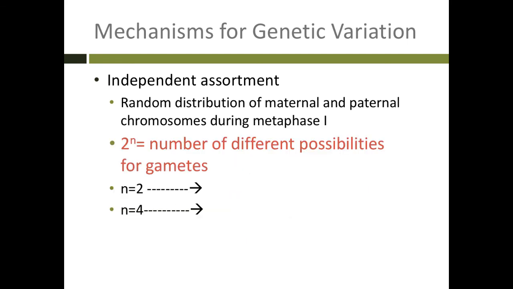Let's do a couple of problems. If your chromosome number is 2, the formula 2 to the n gives the number of different gametes. So for an n of 2, you can have 4 different possibilities. If your chromosome number is 4, however, 2 to the 4 would give you 16 different possibilities just from independent assortment.